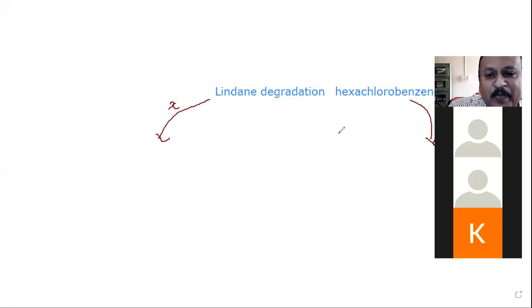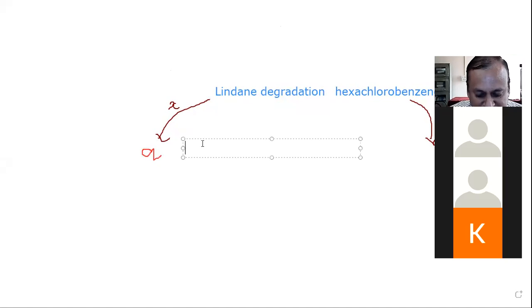Is it okay? Using TLC, we want to find out which pathway is utilized by the bacteria to degrade lindane. Now what will happen in pathway X? This lindane molecule is degraded by bacteria in a particular manner. Suppose we get compounds like compound A. A is an intermediate, actually. Intermediate A.